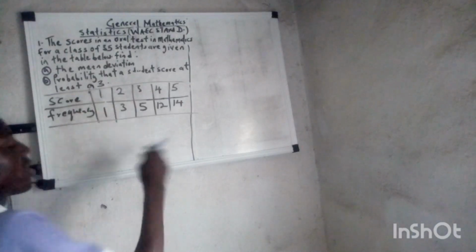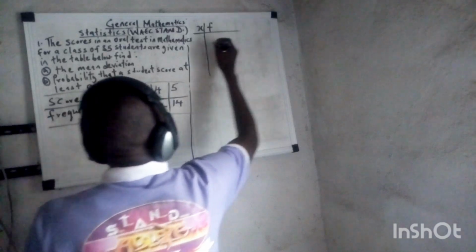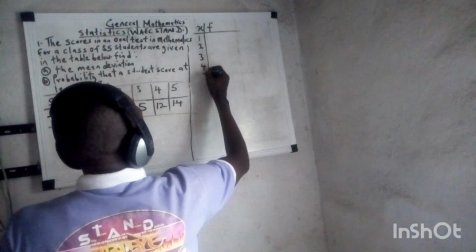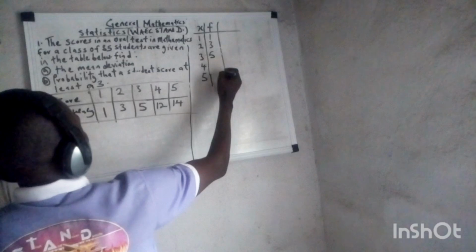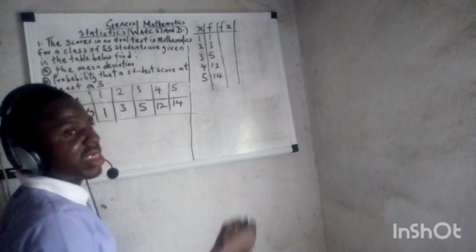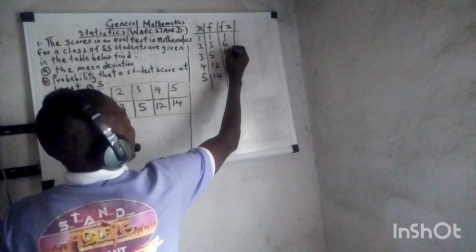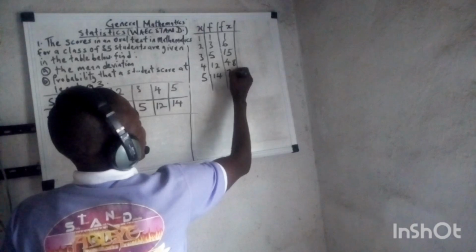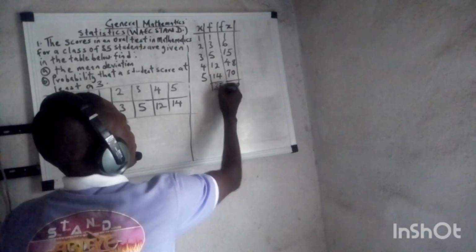Let's get out the table of values. X, representing the scores, which is 1, 2, 3, 4, and 5. The frequency is also given: 1, 3, 5, 12, and 14. Fx, that is 1 times 1, 1; 2 times 3, 6; 3 times 5, 15; 4 times 12, 48; and 5 times 14, 70. The sum is 140, and the frequency sum, you get 35.